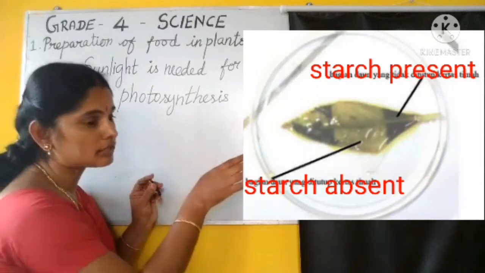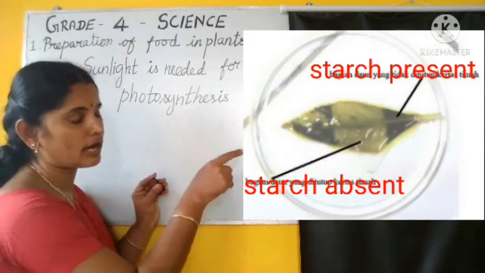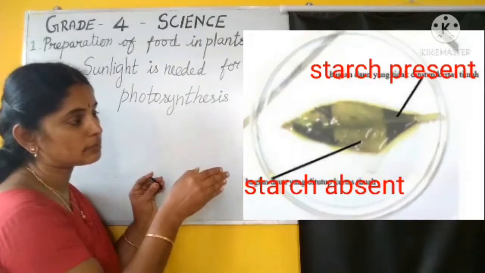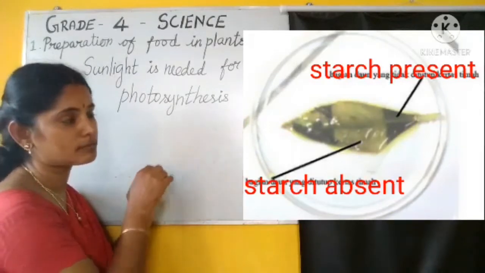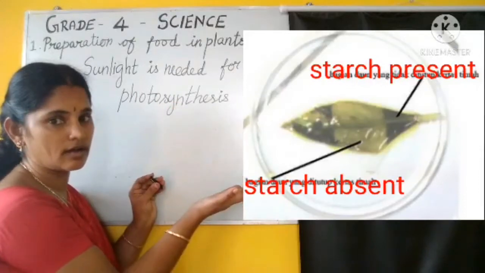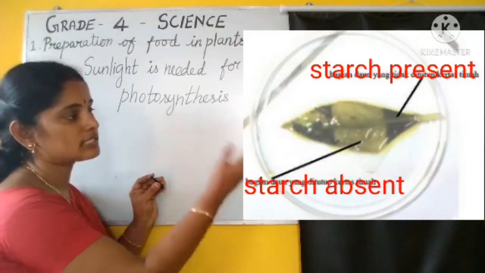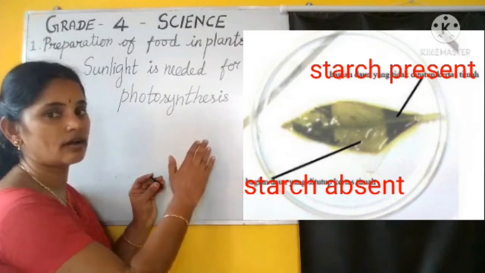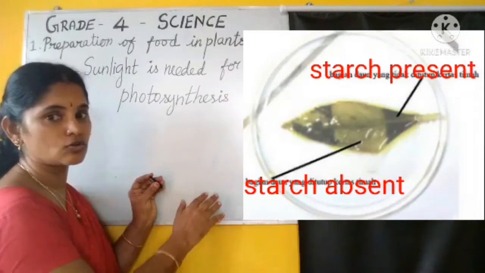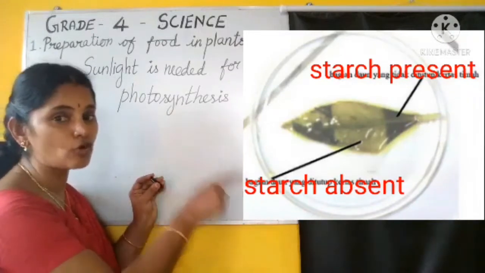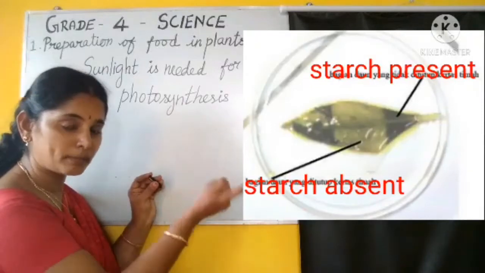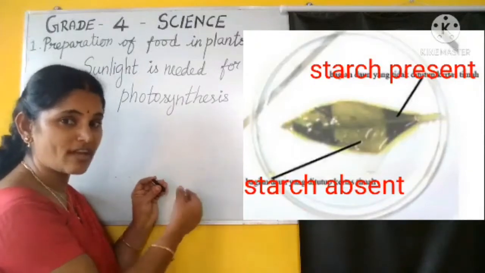Look at that part. We added iodine solution all over the leaf. Look at the center part, the strip-covered part: there is no color change in that area. Whereas we can see the color change in the upper and lower part of the leaf. Isn't it?